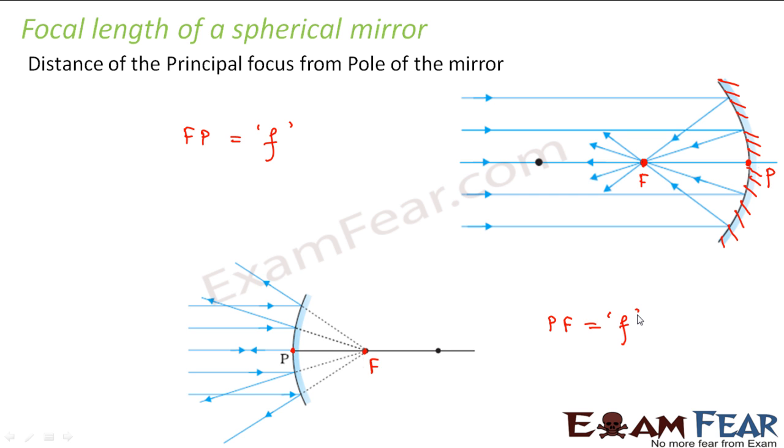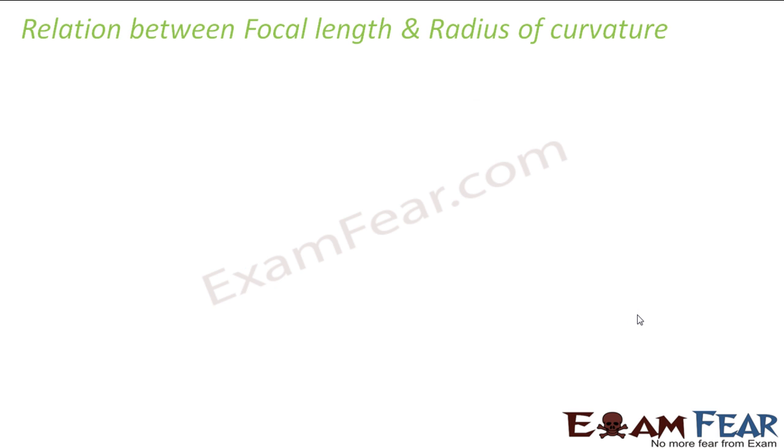So what are the terms related to a spherical mirror? Pole, center of curvature, principal focus, principal axis, focal length of a mirror, radius of curvature of a mirror, right? So these are the terms which we learned so far. Now let us look at the relationship between focal length and radius of curvature. That means there is a relationship between f and R. So let us try to see the relationship between f and R.